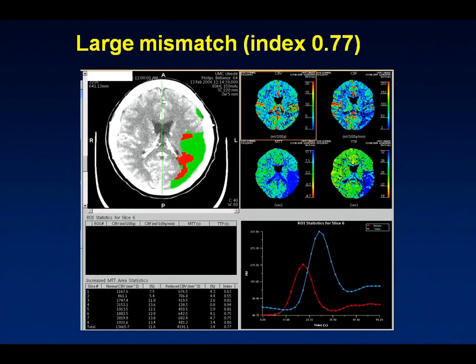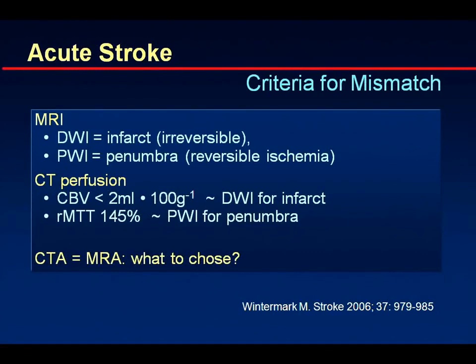Here again, another patient with a large mismatch. So, MR we already saw. DWI, diffusion weighted imaging, gives you the infarct size. Perfusion gives you the reversible ischemia. Again, the MTT is it. And the criteria for CT is that the blood volume is less than 2 milliliter per 100 gram tissue.